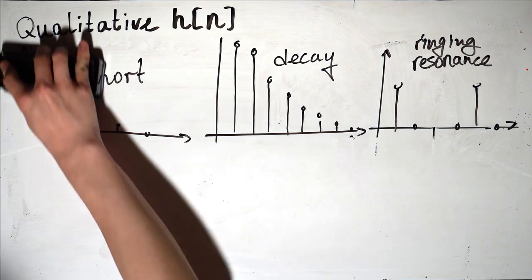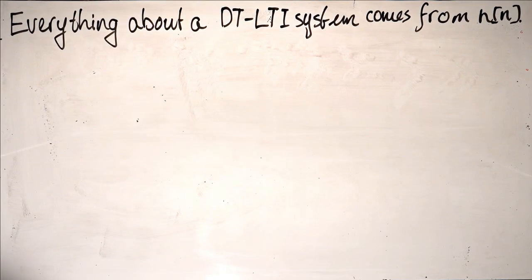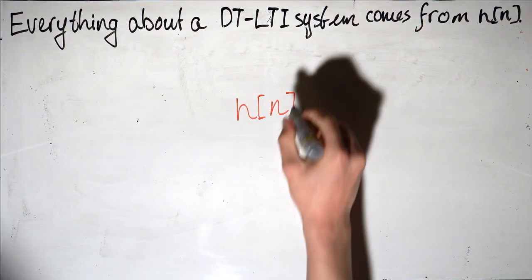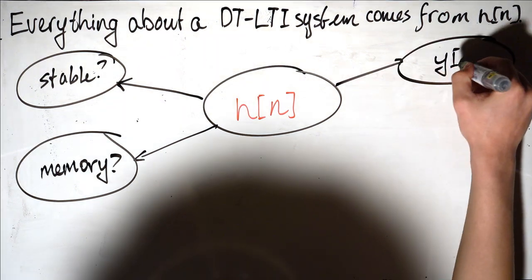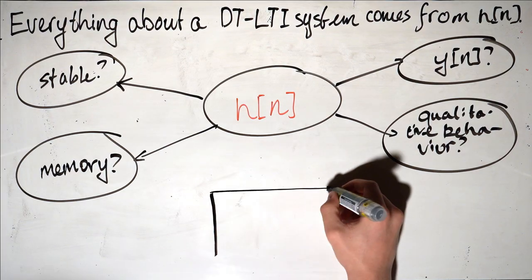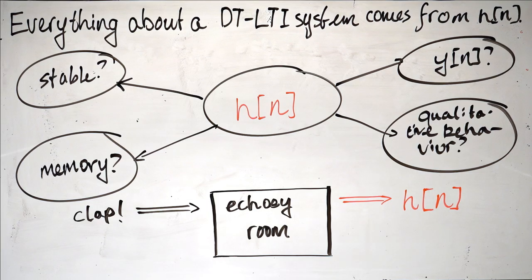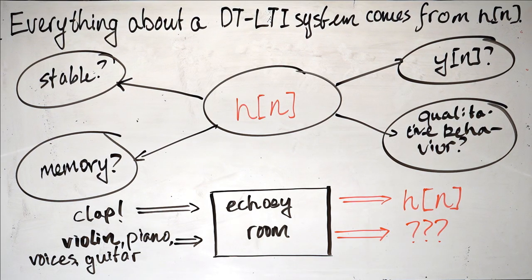Let's zoom out and summarize the big idea. A DT-LTI system is a linear, time-invariant operator on signals. Because of those two properties, everything the system does is determined by its impulse response. Once you know h of n, you can compute the output for any input using convolution. You can tell how much memory the system has, you can tell whether it's stable, and you can often predict its qualitative behavior without doing any math. That's why impulse responses are huge for signal processing. If you record how a room responds to a single sharp sound, a clap, you can predict how any sound will behave in that room by convolving it with that impulse response.